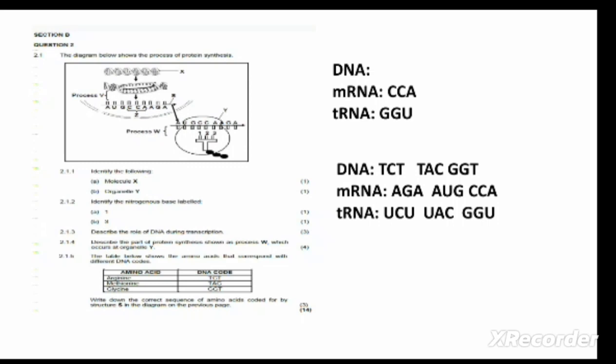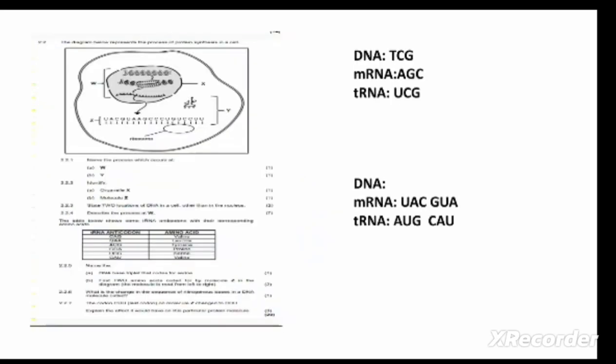And then let's look at TAC. TAC matches with AUG. AUG is the first base triplet, so glycine will come first. And let's look at GGT. GGT matches with CCA. Where is CCA? CCA is there in the middle. It means methionine will come in the middle. So the sequence is going to be glycine first, and then methionine second, and then the last one is going to be arginine. So let's look at the last set of questions.